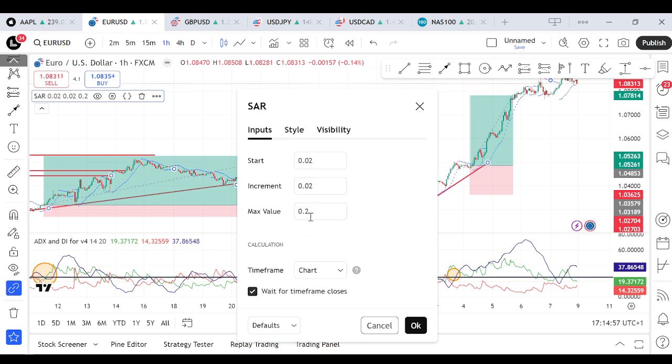If you tamper with these settings, like increasing the parabolic SAR's acceleration factor, it can help reduce noise and improve accuracy. So know exactly how to use the parabolic SAR before tampering with these settings. If you increase the parabolic SAR's acceleration factor, it will reduce noise and improve accuracy. Meanwhile, if you reduce it, it's the opposite.